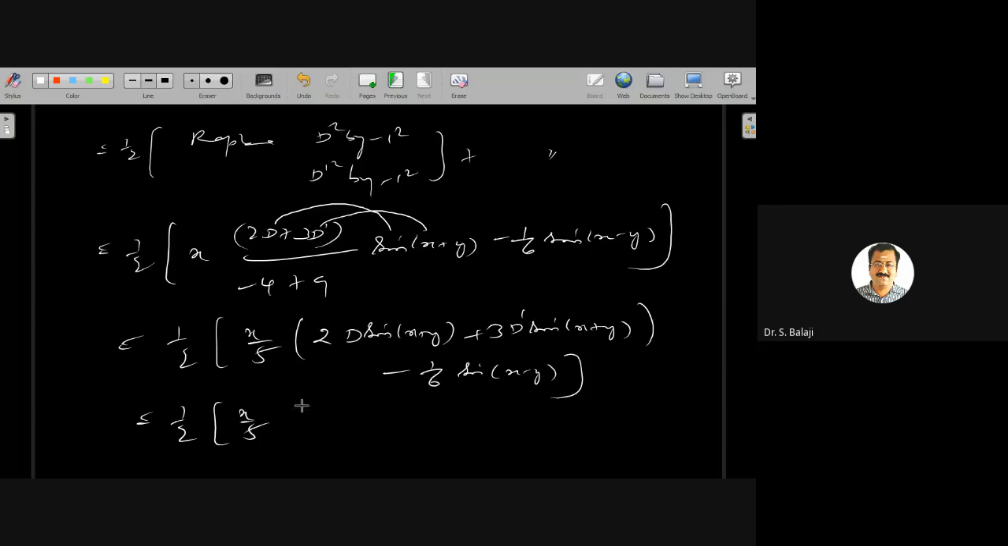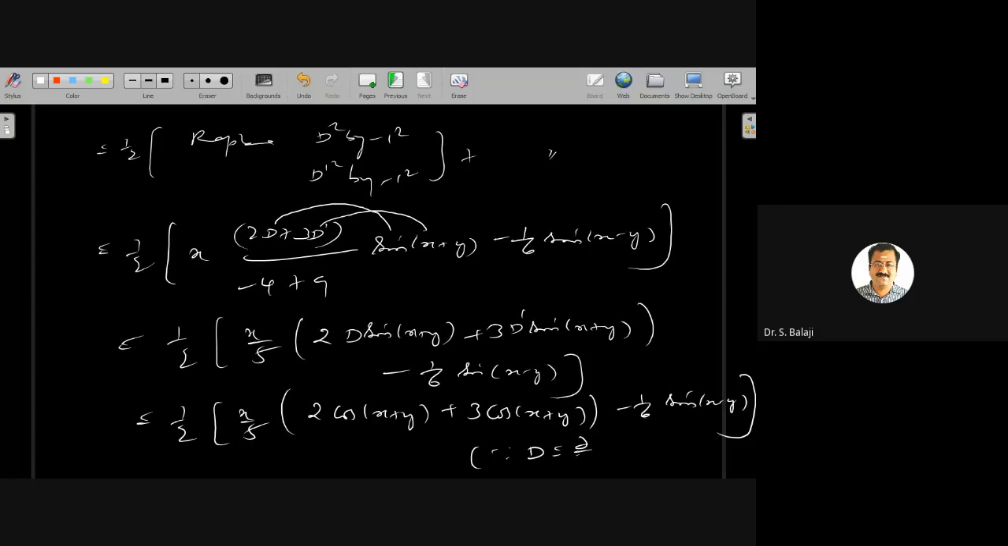Therefore 1 by 2 x by 5. D stands for dou by dou x, meaning partial derivative with respect to x, and you get cosine of x plus y, since the x coefficient is 1 only. Similarly, d dash stands for partial derivative with respect to y, which is also cos x plus y. This is the term, minus 1 by 6 sin x minus y.